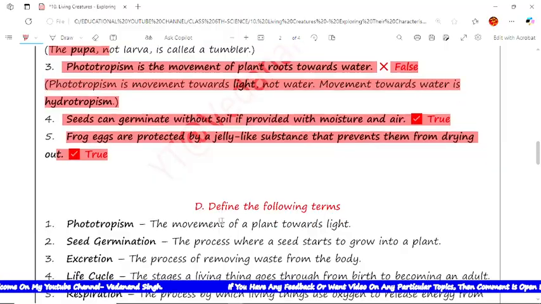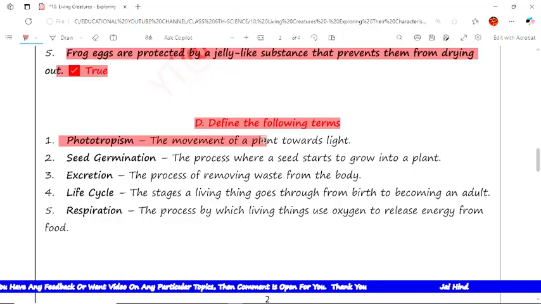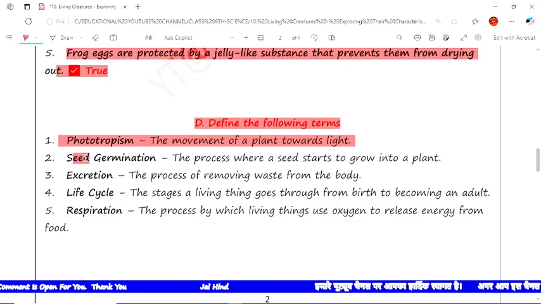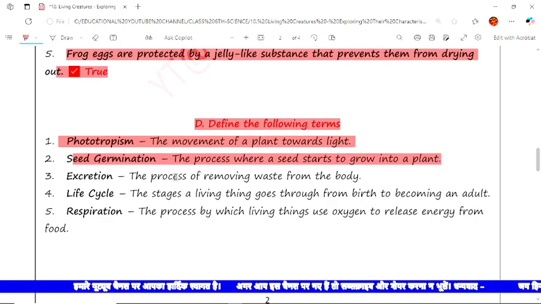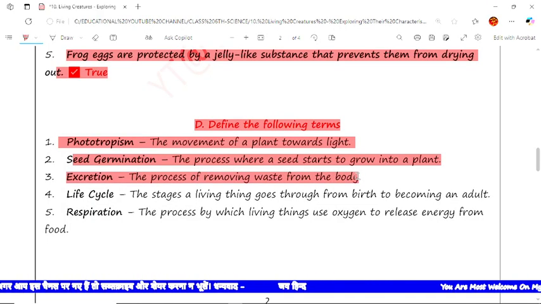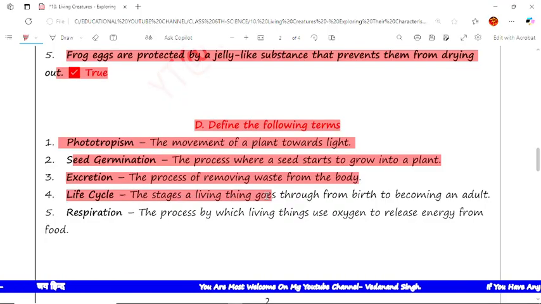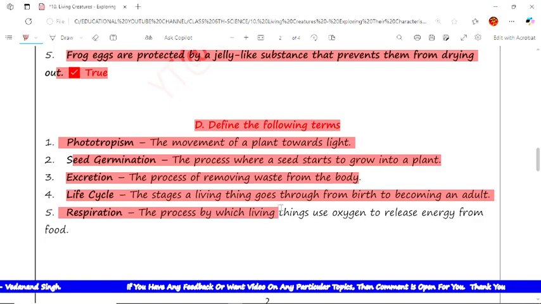Now the next is, define the following terms. The first is phototropism, the movement of plants towards the light, that is called phototropism. Next is seed germination, the process where seeds start to grow into a plant. Next is excretion, the process of removing waste from the body. Next is life cycle, the stages that living things go through from birth to becoming an adult. Next is respiration, the process by which living things use oxygen to release energy from food.